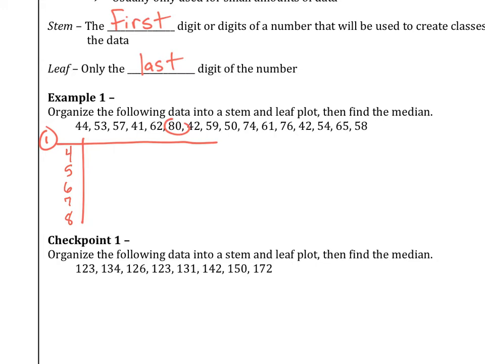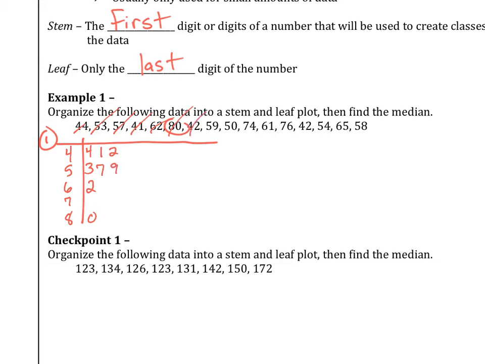So if we go through our list, 44 will be in the 40s, so you put the 4 here. And I'm going to cross it off as I do it. 53 will be in the 5 category, so the 3 goes after the 5. 57 is also in the 5 category. 41 would be in the 40s, so the one above there. 62 goes after the 6, so 6, 2. 80 will be down by the 8. 42 up by the 4.